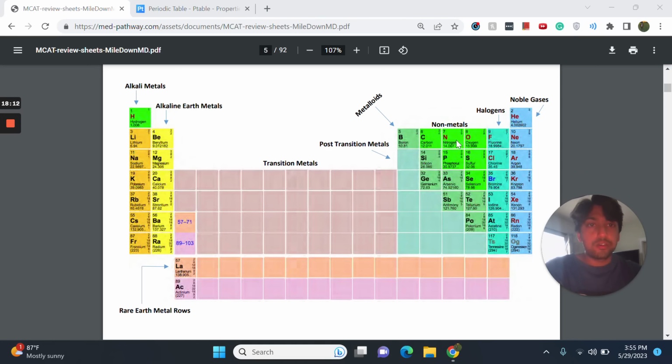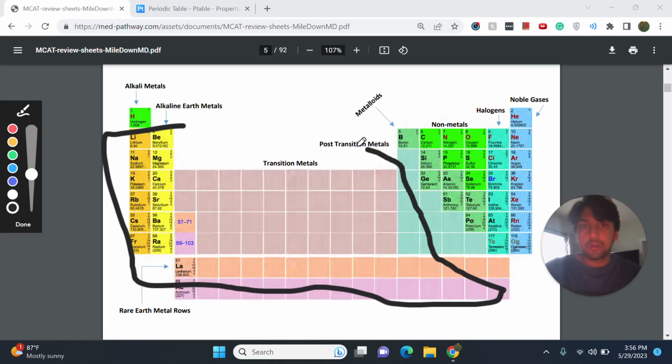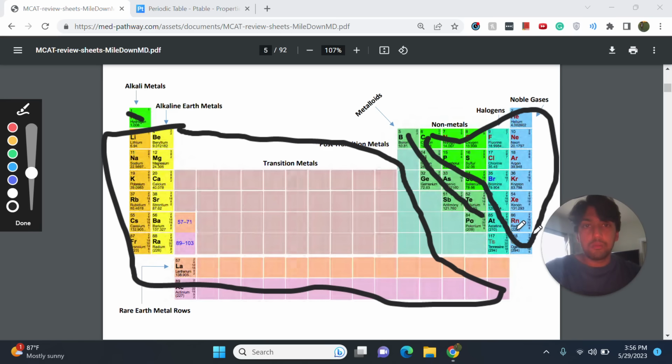These are also metals, we call them transition metals. And we call these post-transition metals, okay? As long as you know that these pretty much are all metals, right? All of this, I'll use my marker. So all of this is metals, right? This is a non-metal. These are all non-metals. And this stuff is all metalloids.